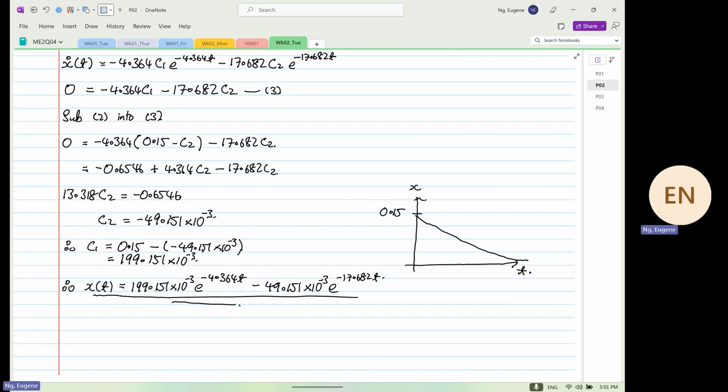49.151 power of minus 3. I don't know whether we need to put a times or not. Did I put a times? Anyone remember? I did not. Okay, let's risk it then. Exponential function, bracket, minus 17.682. And then again, alpha A.